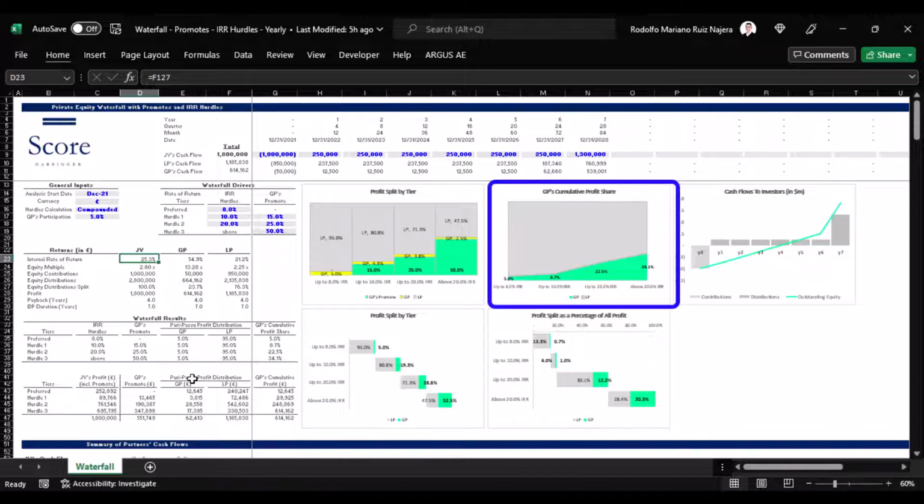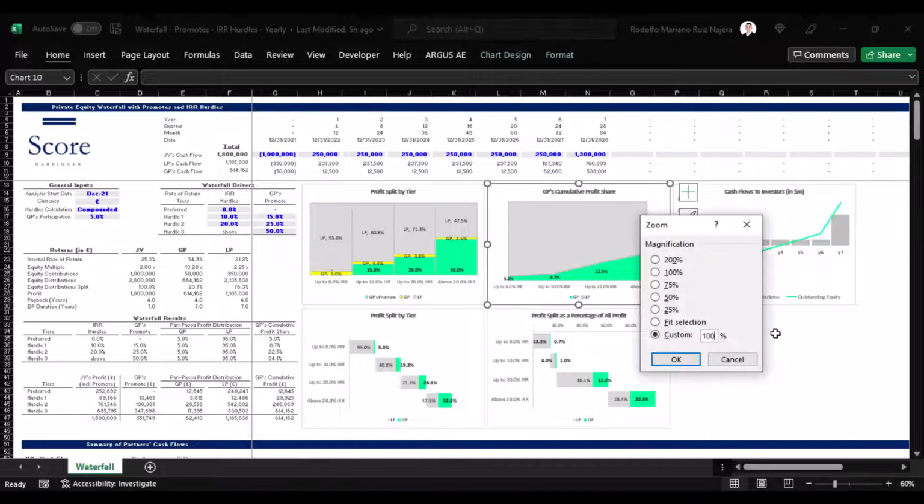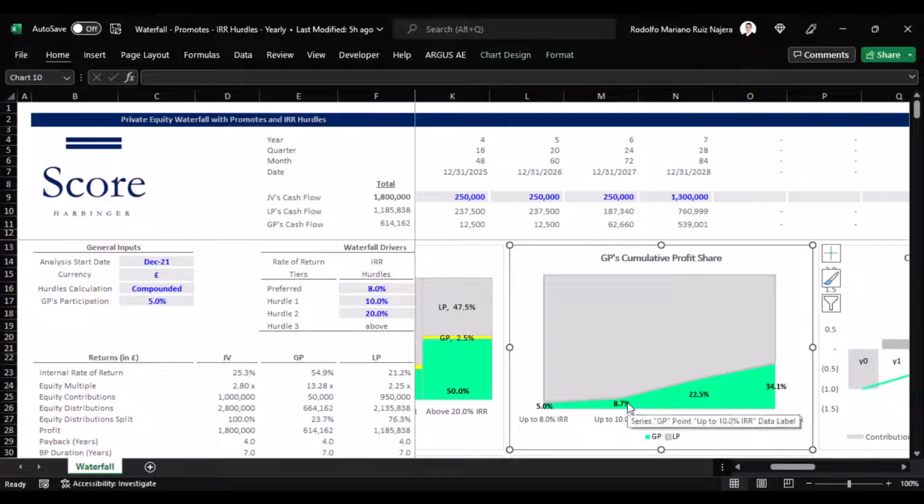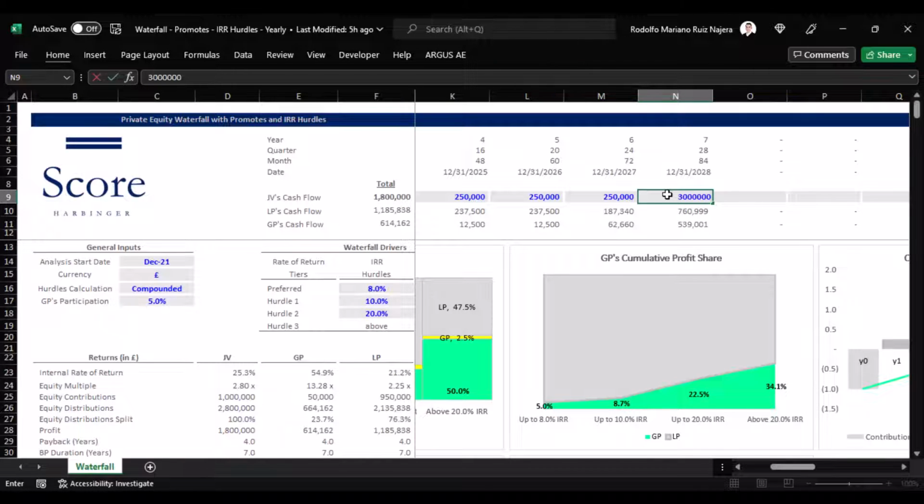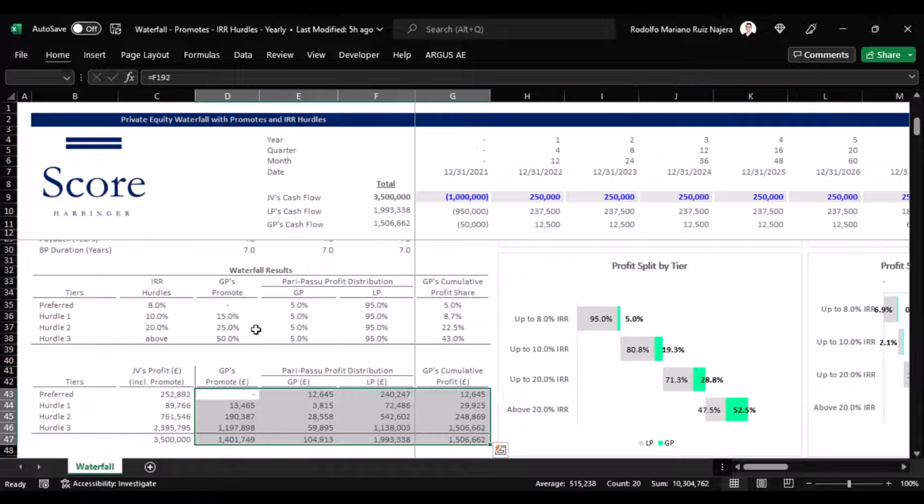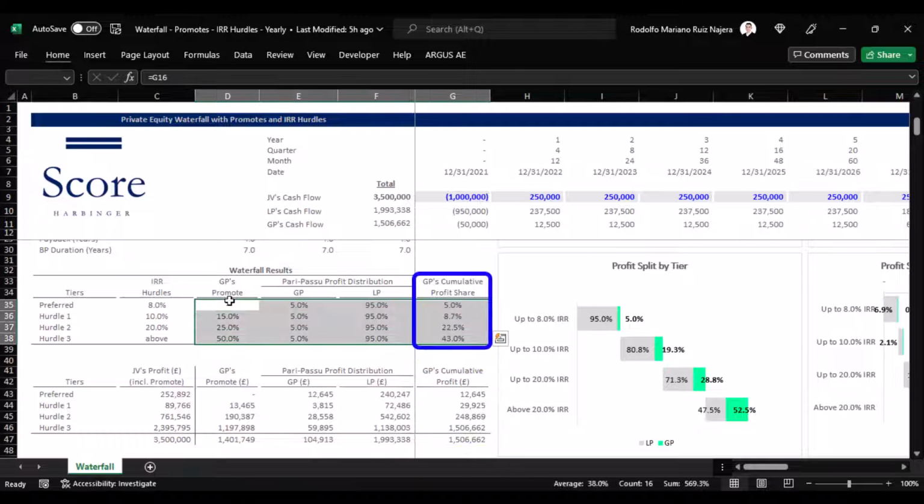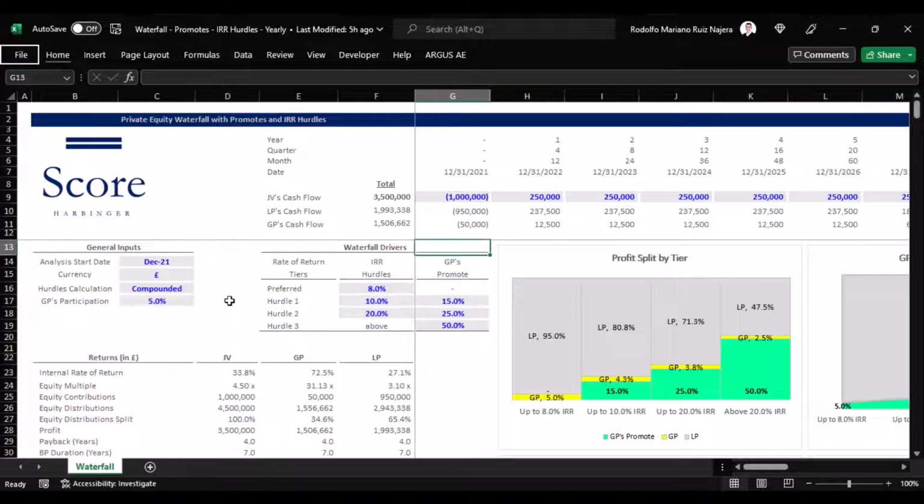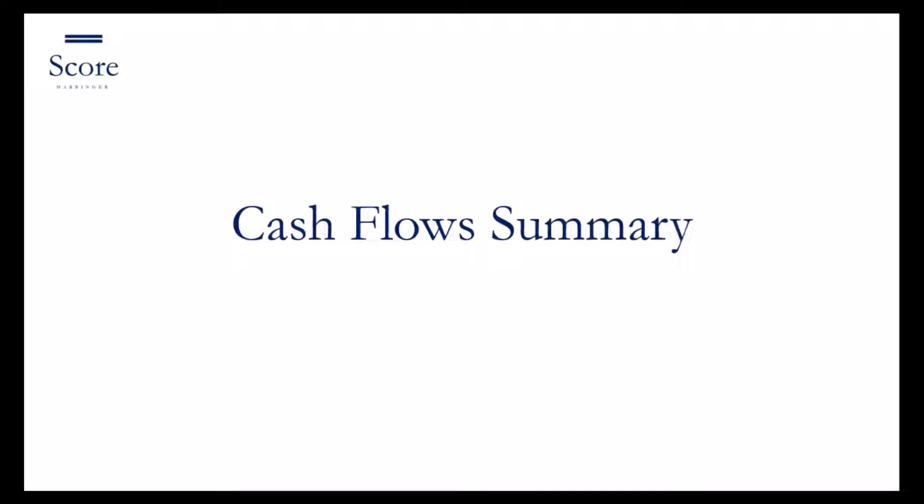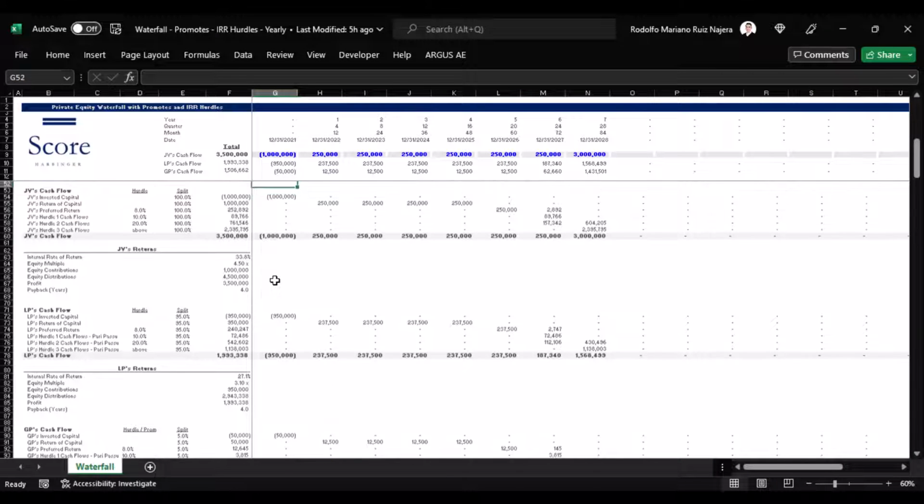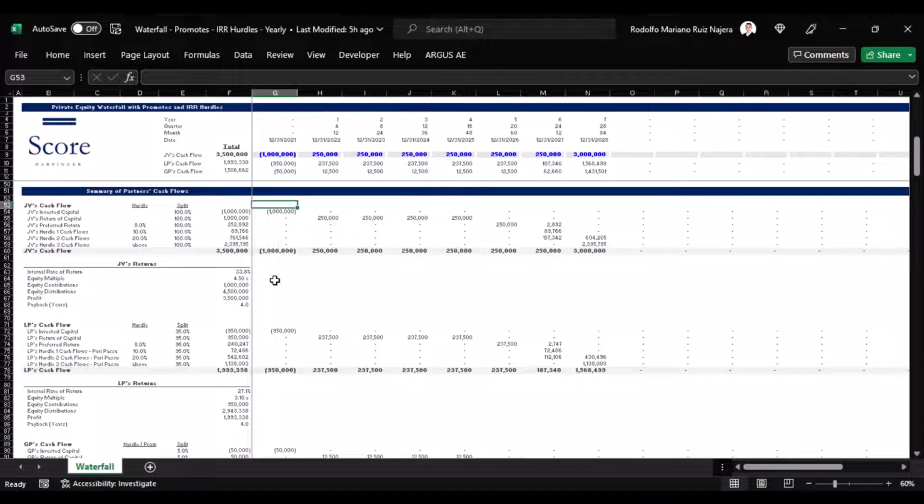In graph number 2 we highlight how, thanks to the promoted interest, which the GP earned as a performance fee for hitting higher and higher IRR hurdles, the GP's cumulative profit share increases from 5% to 43%, which we can see in dollars over here and in percentages over here. Finally, we've included down below a summary of cash flows for the JV, LP, and GP.